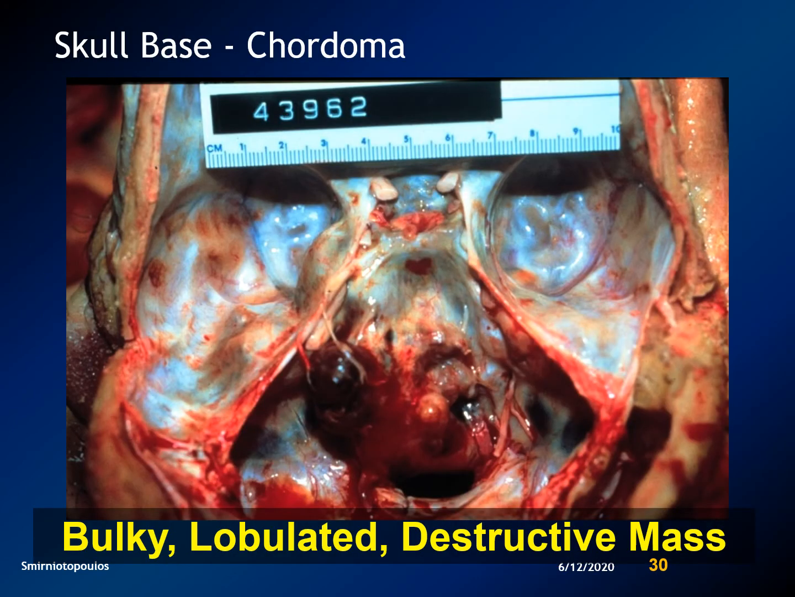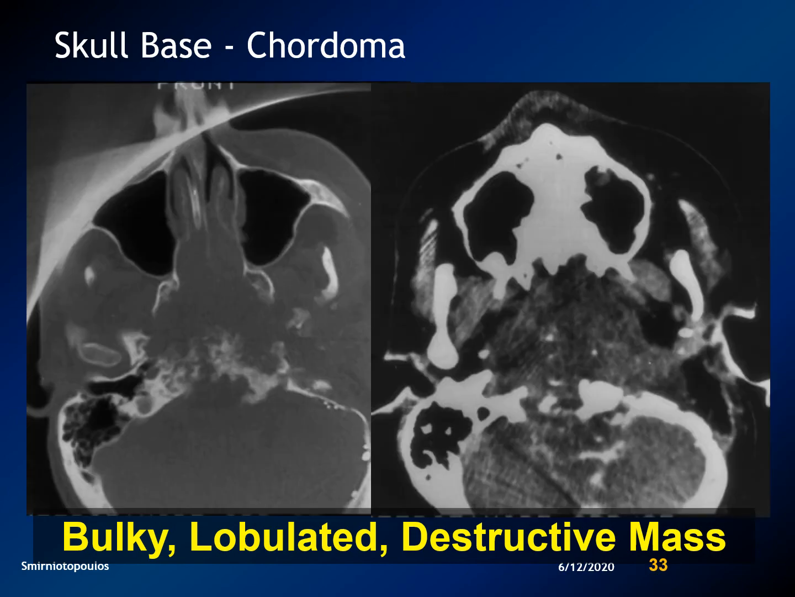This gross picture illustrates a similar appearance with a lesion arising from the inferior margin of the clivus. It's a lobulated lesion, and it's still covered by an intact layer of dura. It is an extradural, bulky, lobulated mass. If we look at a different example here, we can see destruction of the clivus, and we can also identify multiple bone fragments within a large nasopharyngeal soft tissue mass.